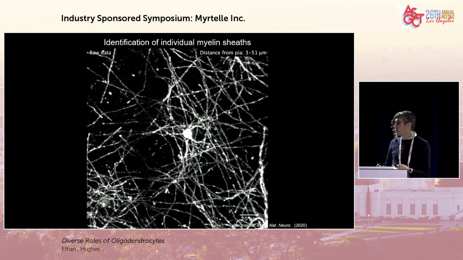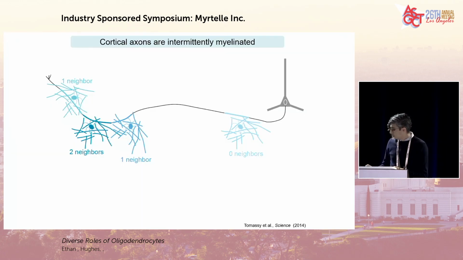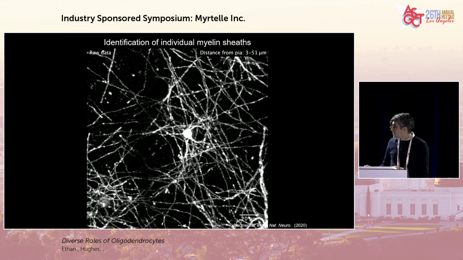Not only can we track individual oligodendrocytes in vivo in our mice, but we can also track the formation and pattern of myelin in this process as well.